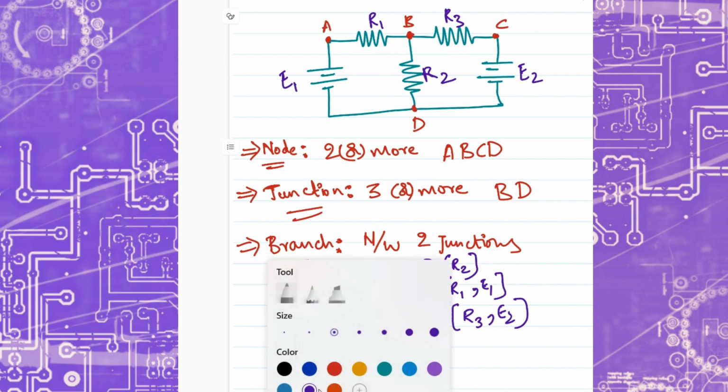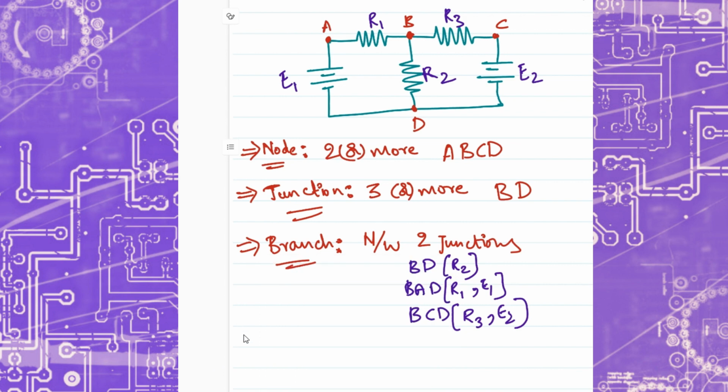Now coming to another common term that we listen to, the loop. What a loop actually is, it is nothing but a closed path of the network. So any closed path of the network that you see is called a loop. If you consider this example, what are the loops that we have here? The first loop that you see here is A, B, D, and A. And the other loop that you see is B, C, D, B.